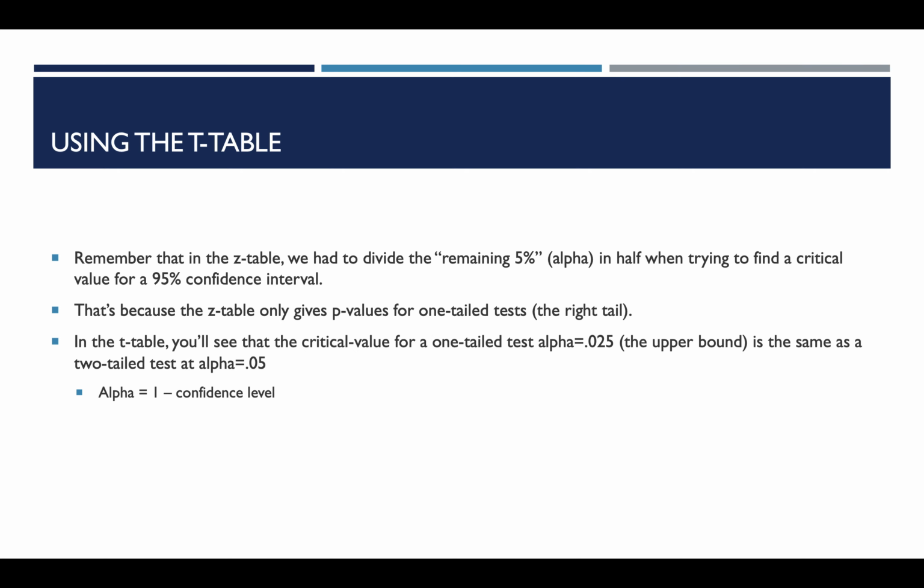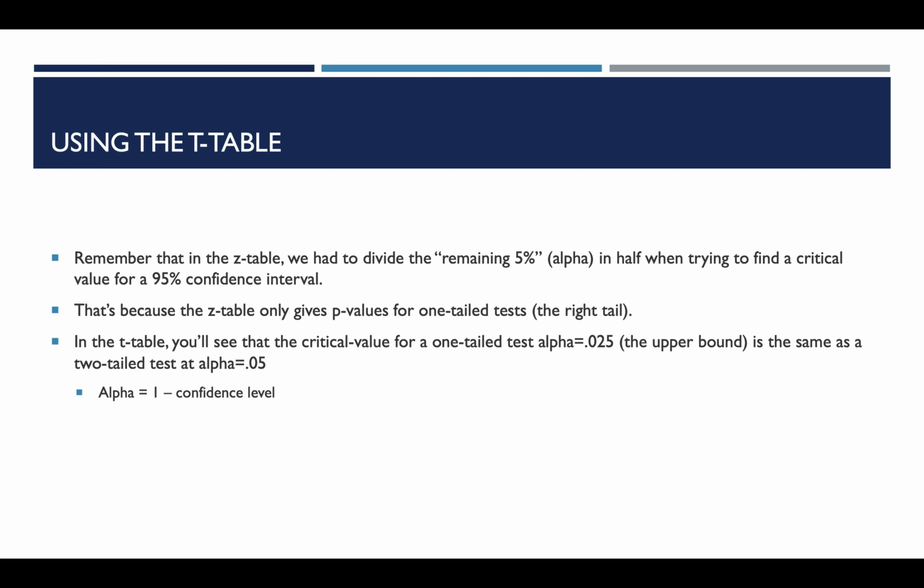But in the t-table, once you open it up and look at it, it's in the appendix of your book, just like the z-table, you'll see that the critical value for a one-tailed test at alpha level 0.025, which would be the upper bound in the z-table, is the same critical value as a two-tailed test at alpha level 0.05. So 1 minus the confidence level that we're looking at, 1 minus 0.95, is 0.05. This is the leftover probability, the uncertainty that's remaining in both tails of the distribution.